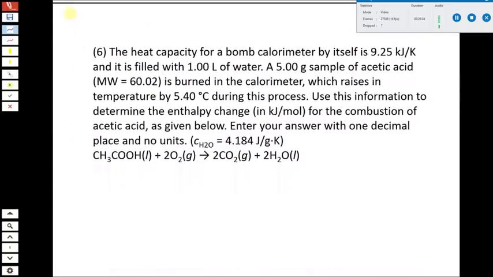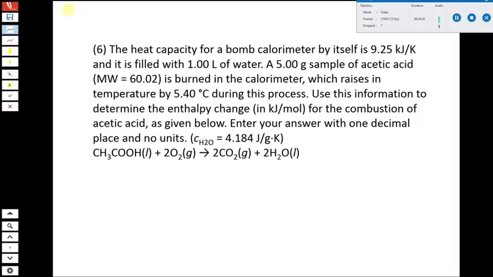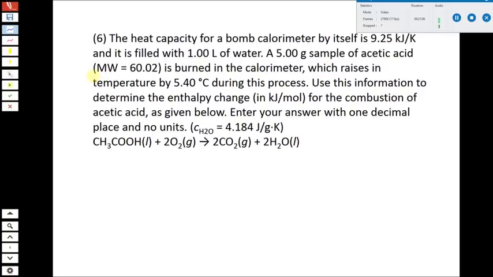So number 6 is sort of the other major type of calorimetry problem, which is studying a chemical reaction in a calorimeter. So we have a calorimeter with a heat capacity of 9.25 kilojoules per Kelvin, and it is filled with 1 liter of water. We have a 5-gram sample of acetic acid burned, which raises the temperature by 5.4 degrees Celsius. Use this information to determine the enthalpy change for the combustion of acetic acid, which is shown here in kilojoules per mole. So again, enthalpy change per mole of acetic acid. So this is a pretty typical calorimetry problem.